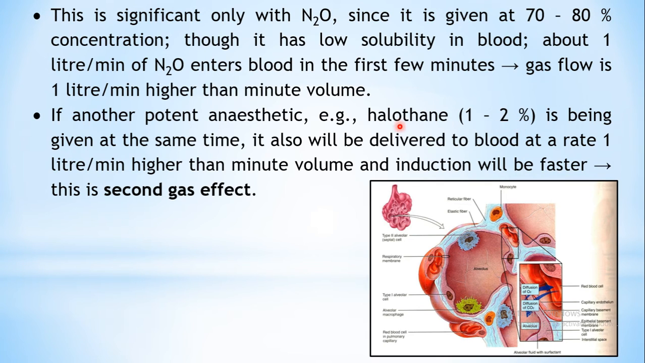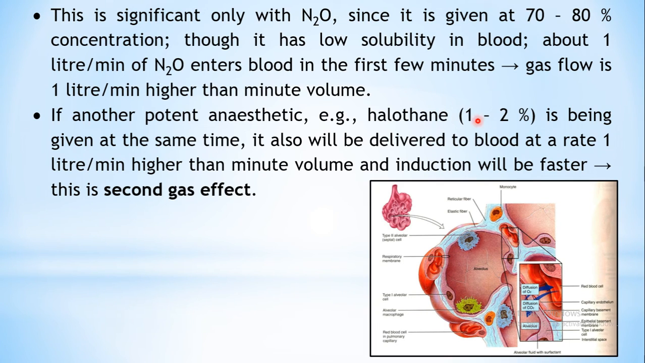Supposing you add this halothane to this nitrous oxide, what will happen? Now nitrous oxide is entering your circulation at a very fast rate, 1 liter per minute. So this halothane which is added to the nitrous oxide will also start entering your circulation at the same rate, that is 1 liter per minute, higher than your minute volume. Now why is it taking place? Because nitrous oxide has increased the entry of the anesthetic; since it is administered in a very high amount, a very high partial pressure of nitrous oxide is present over here. Because of this it will enter your circulation at a faster rate.